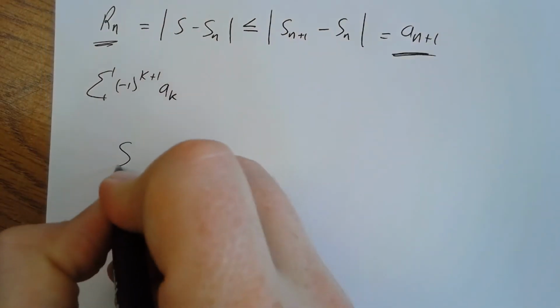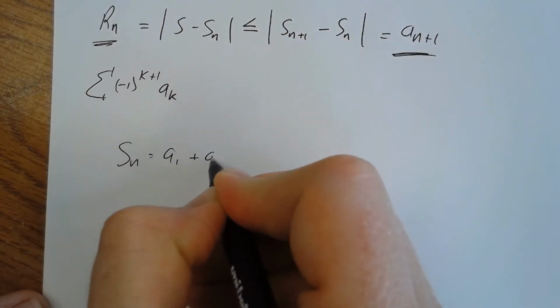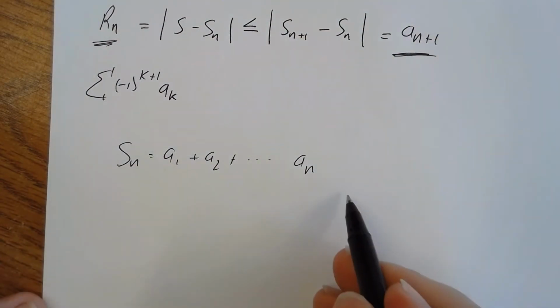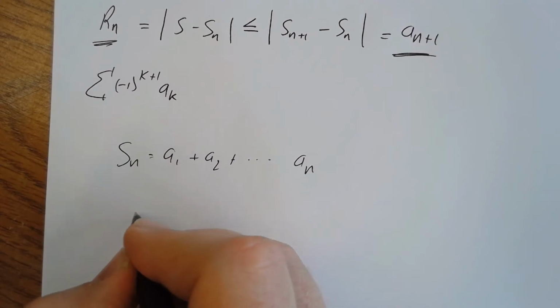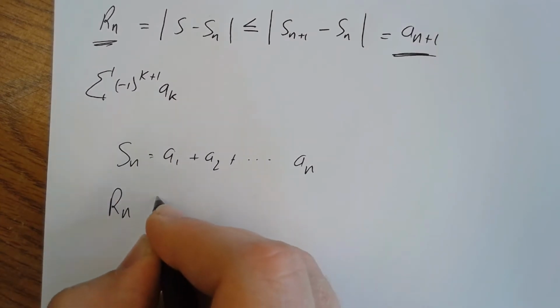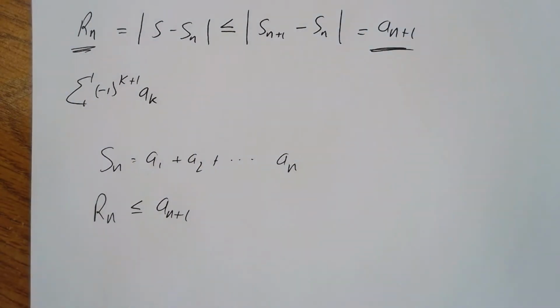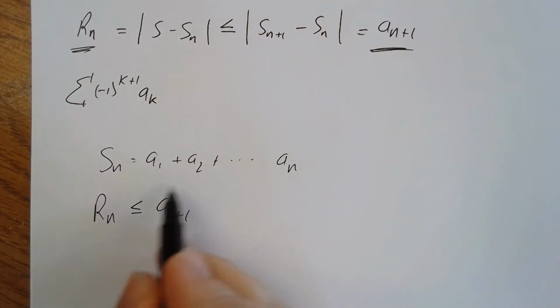So again, keep in mind that S sub n is a1 plus a2 plus all the way up to a sub n. So these are the first n terms that we added up. Well, the remainder will definitively be less than or equal to the first term that we didn't include in this summation. So that's the actual theorem for the remainder in the alternating series. When we work through this, it's just a matter of working with that last term.